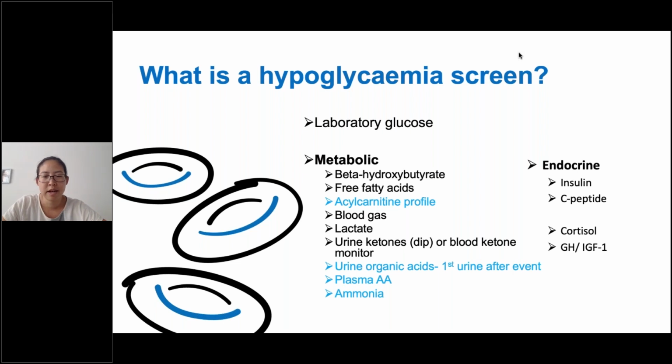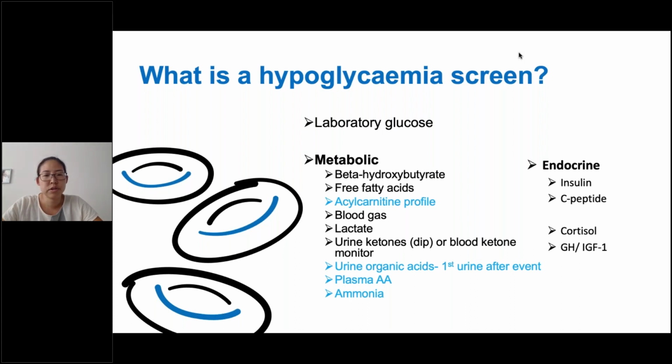Acylcarnitine profile, this is done on a Guthrie card, so the four blood spots. That can give you an idea of fatty acid oxidation defects as well. And the one that you have probably heard of is MCAD, and I will go through that later as well.